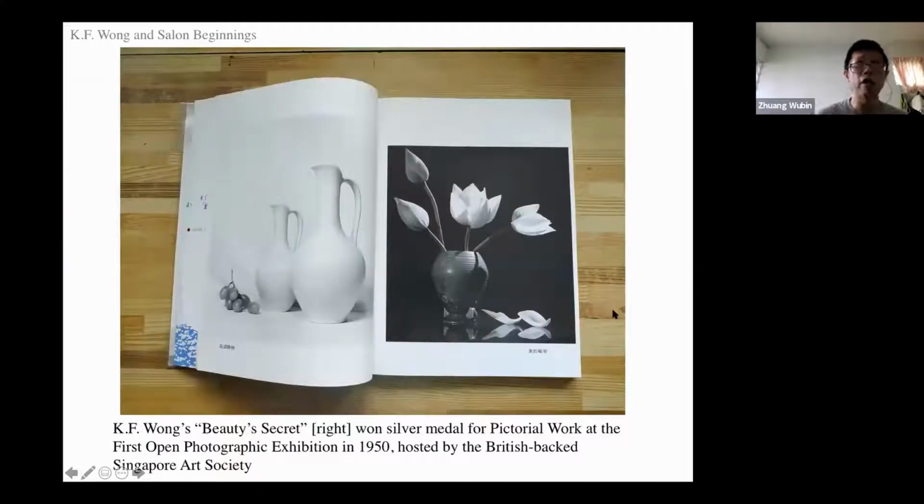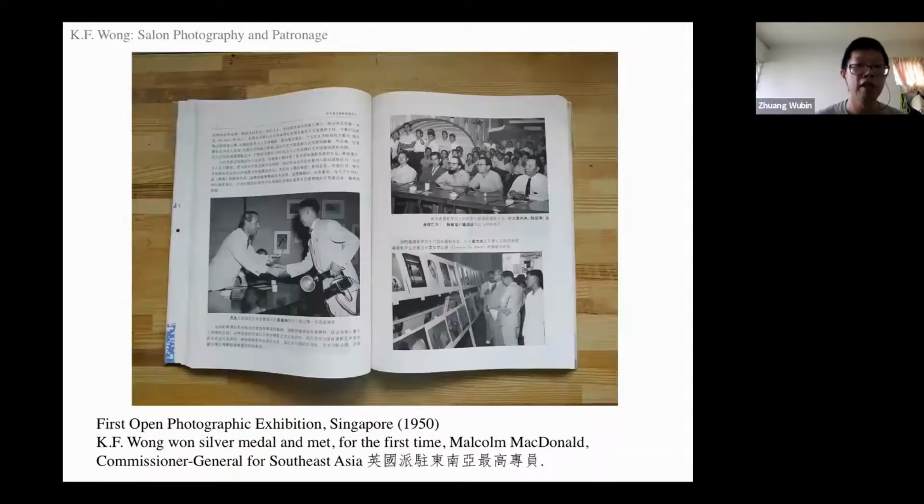But he's not actually unique, as he also had a parallel career in amateur photography or salon photography. In 1950, he won the first open photography exhibition hosted by the Singapore Art Society. His image is actually on the right. He won the silver medal for pictorial work that year, which was the highest award given for pictorial work. And that was also the occasion where he met Malcolm MacDonald.